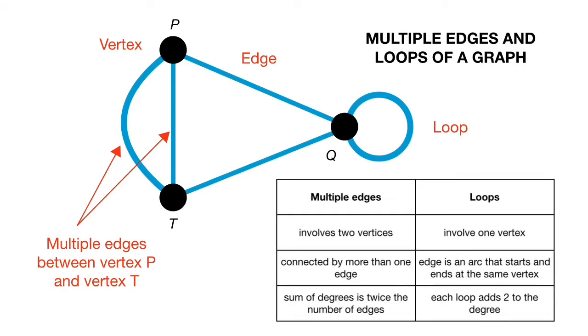Here's the difference between multiple edges and loops. Multiple edges involve two vertices, meanwhile, loops involve one vertex. Multiple edges are connected by more than one edge. Meanwhile, the loop, which is an edge, is an arc that starts and ends at the same vertex. Next, the sum of degrees for multiple edges is twice the number of edges. Next, for a loop, each loop adds 2 to the degree.